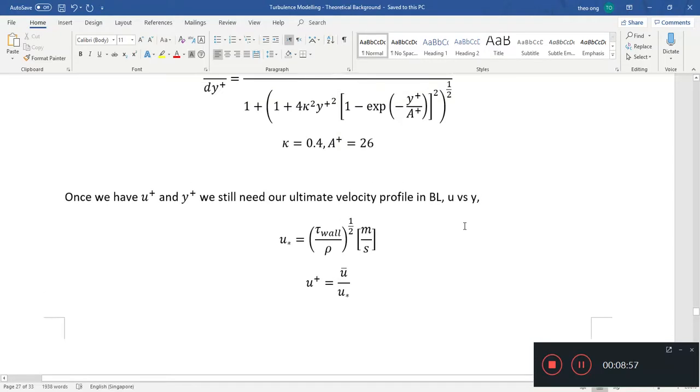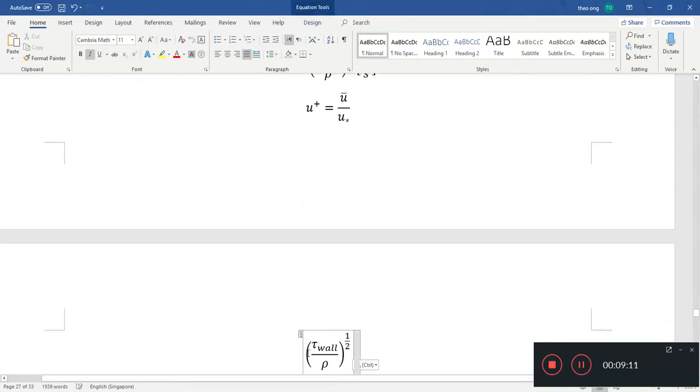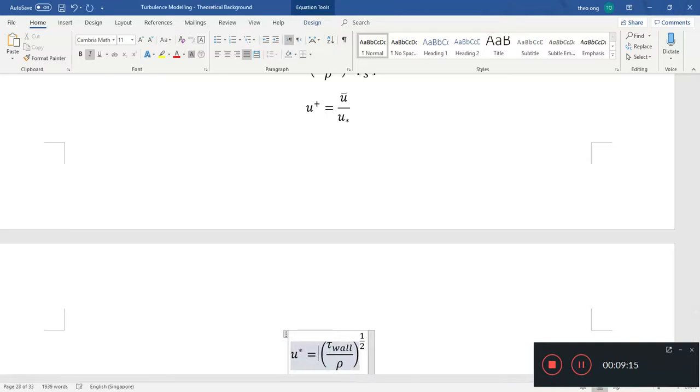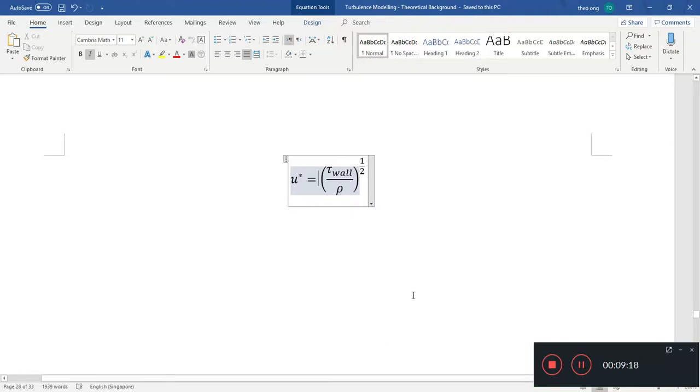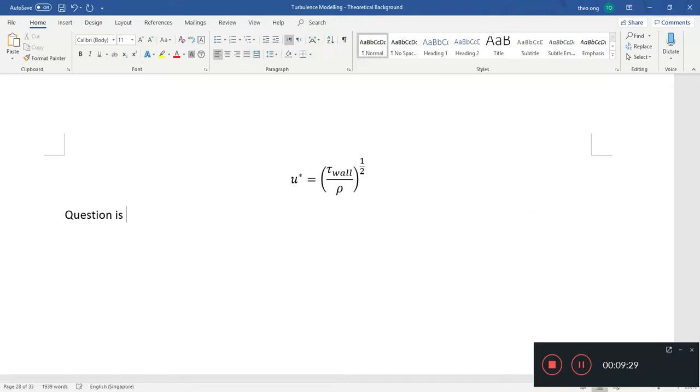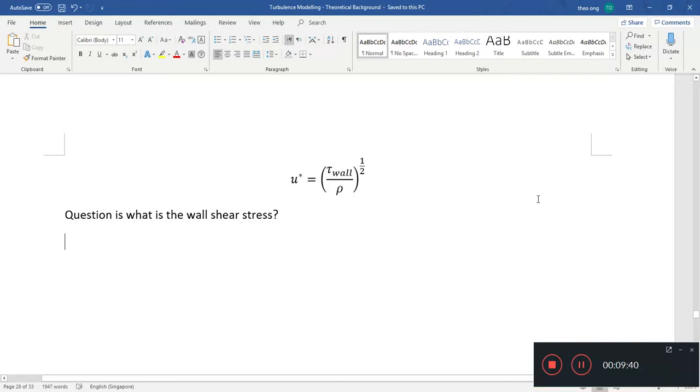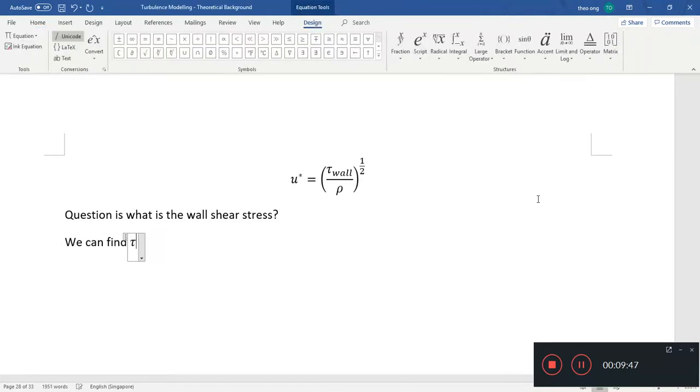Okay, and since we have this, to find our u bar, we need to know what u star is. And what is u star? U star is the square root of the shear stress at the wall. U star equals the square root of the wall shear stress over the density. So the question is, what is this shear stress at the wall? Again, what has to be done is usually a series of experiments. We can find tau wall experimentally.